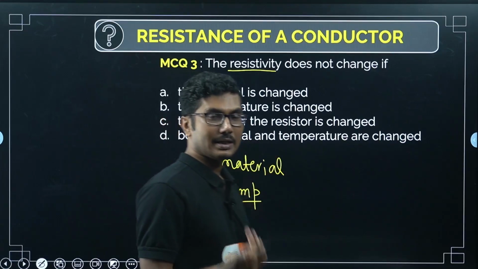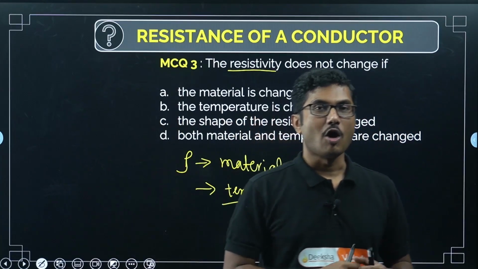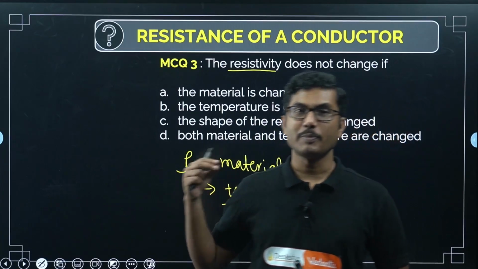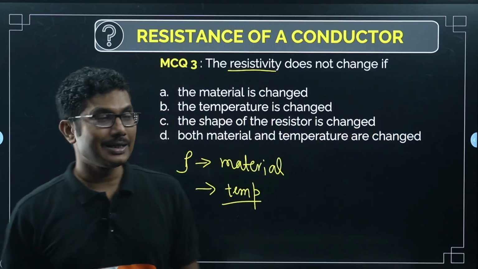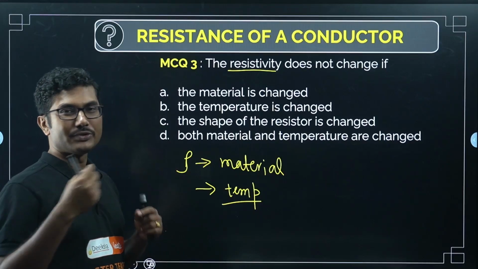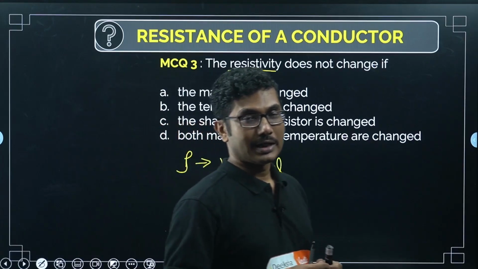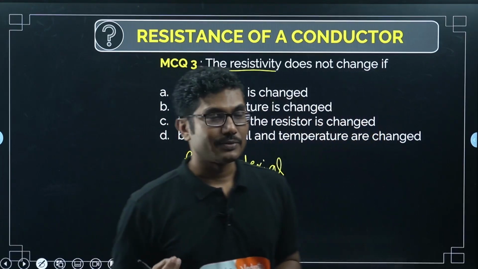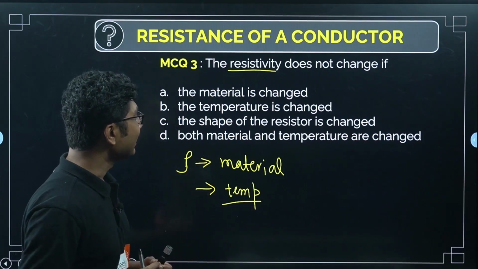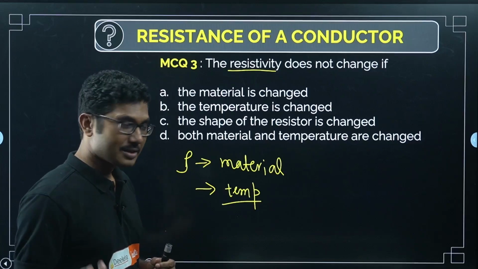If you change the material, that is, if instead of iron you want to use copper, or instead of copper you want to use silver, or instead of silver you want to use platinum, it changes based on what material you are using. Material means metal basically. In some cases a non-metal also has conductivity, for example graphite or carbon, that's why we generally call it material. So if the material is changed, obviously resistivity will change. If the temperature is changed, obviously resistivity will change.